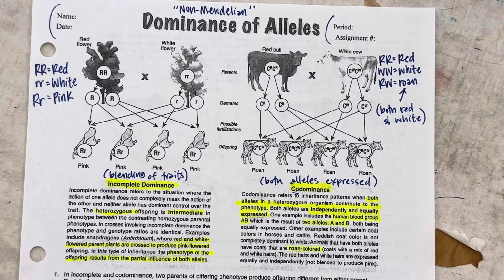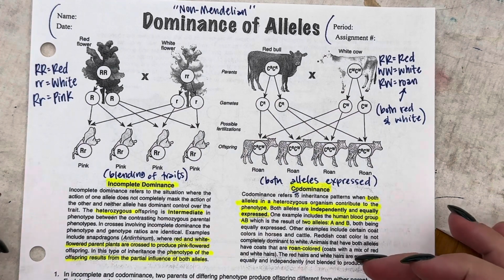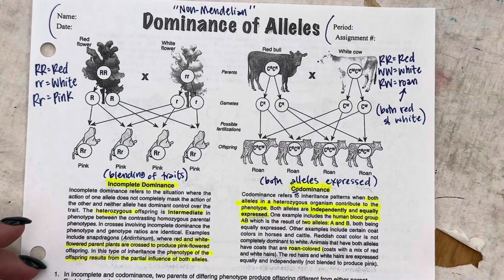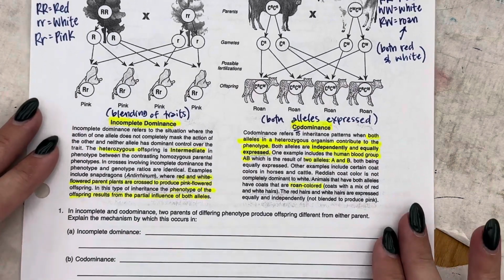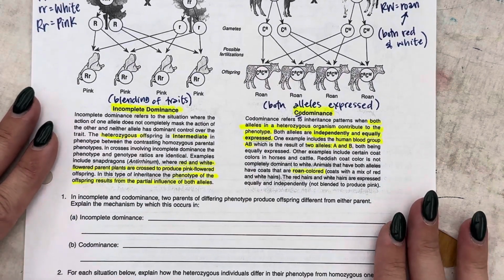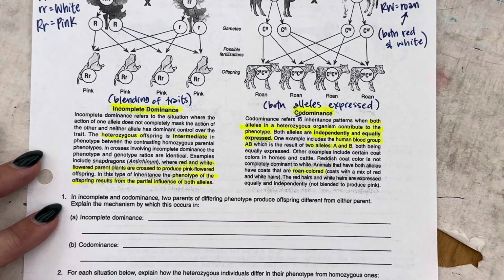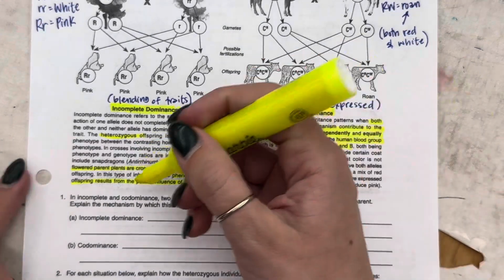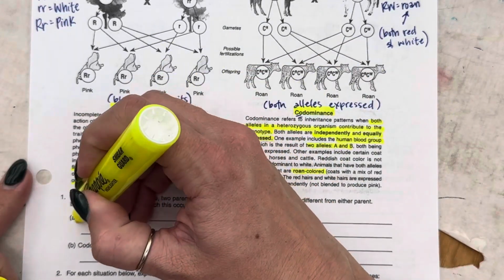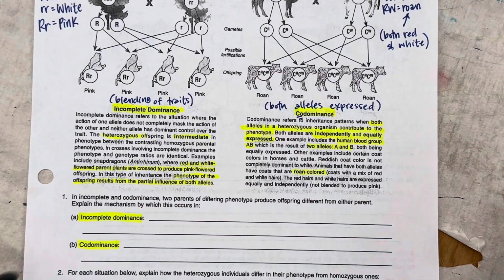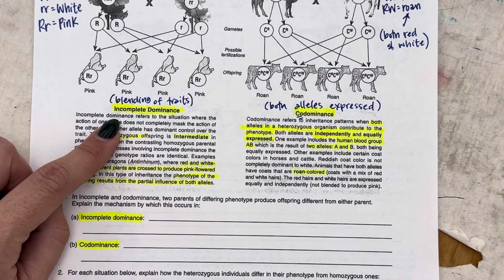Okay, so go ahead and take a moment to fill in our description, or at least read number 1, our question down here. And I'm going to help you with some answers here. So incomplete dominance and codominance are definitely terms you want to be familiar with. Incomplete dominance is when we have that blending of traits.